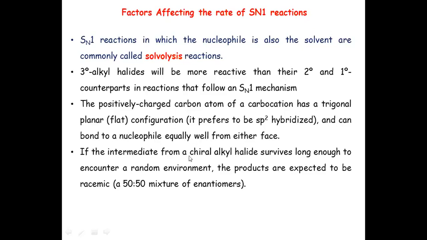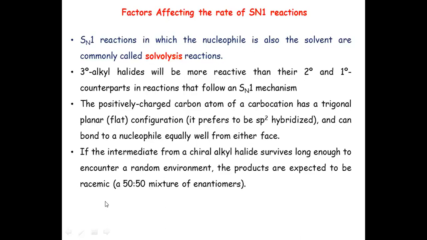If the intermediate from the chiral alkyl halide survives for a longer time, then there are more chances that you will get an enantiomeric mixture as 50-50%, or we'll say that a racemic mixture will be formed, and at that time the product will be optically inactive. But if you do not get a 50-50% mixture, there will always be two mirror images, enantiomers, but their percentage may not be 50%, or maybe 50%.